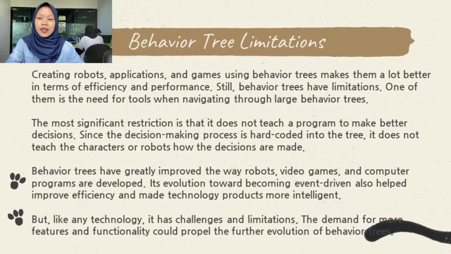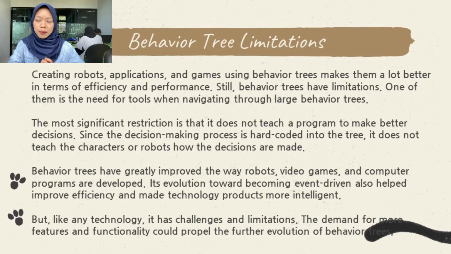The fourth is behavior tree limitations. Creating robots, applications, and games using behavior trees makes them a lot better in terms of efficiency and performance. Still, behavior trees have limitations. One of them is the need for tools when navigating through large behavior trees. The most significant restriction is that it does not teach a program to make better decisions.